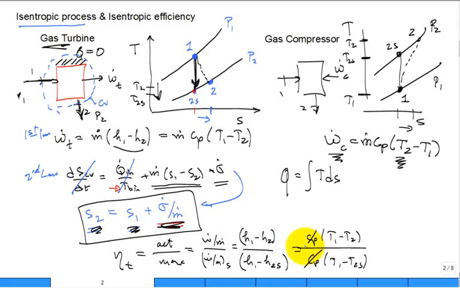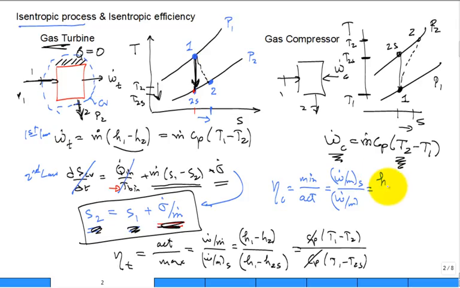How about the efficiency for the compressor? Well, it's what you actually have to put in, but isn't that going to be more than the minimum? So instead of actual over maximum, you put the minimum over the actual. It's a little different. People get those switched around, right? So it's the minimum work per unit mass, that would be isentropic, over the work per unit mass actual, which is H2S minus H1 divided by H2 minus H1. And if you wanted to put it in terms of temperature, it would be T2S minus T1 divided by T2 minus T1.